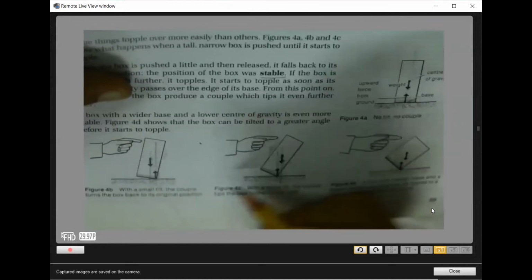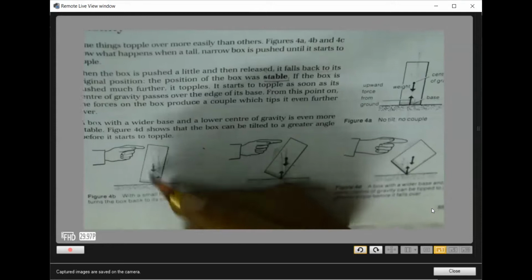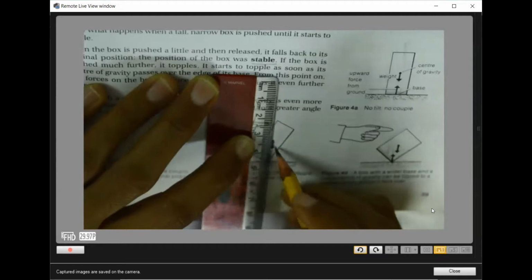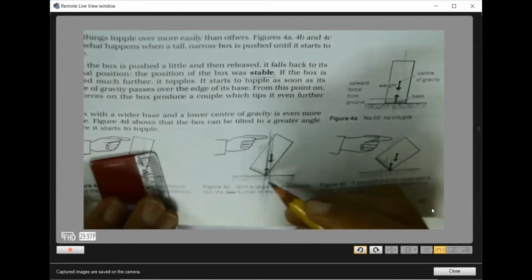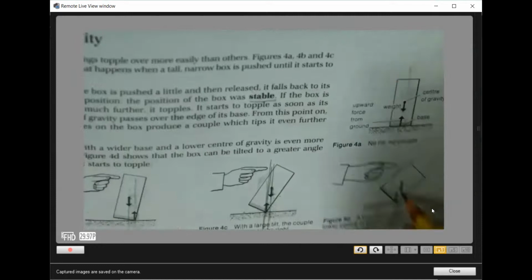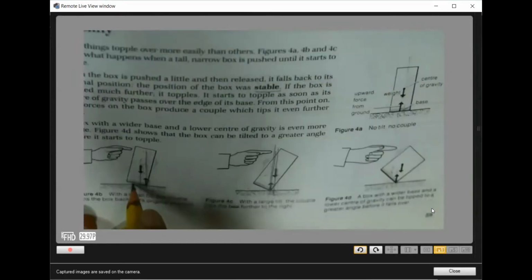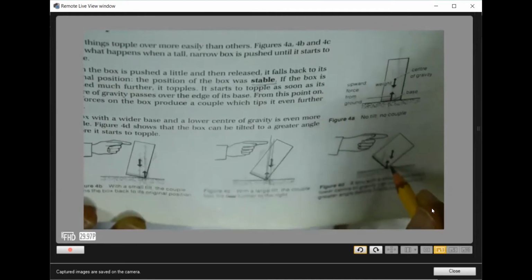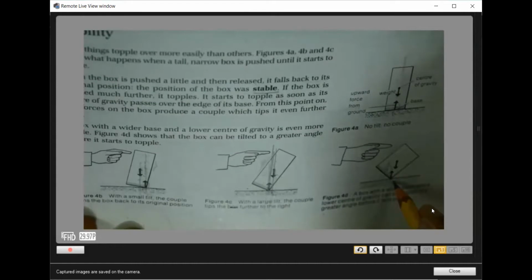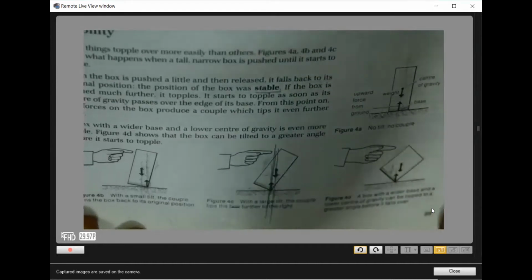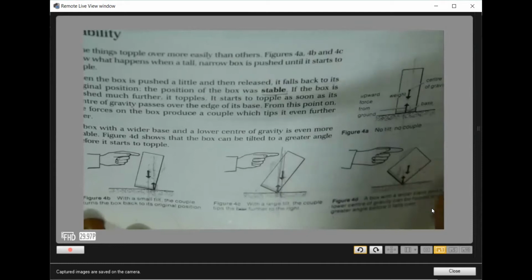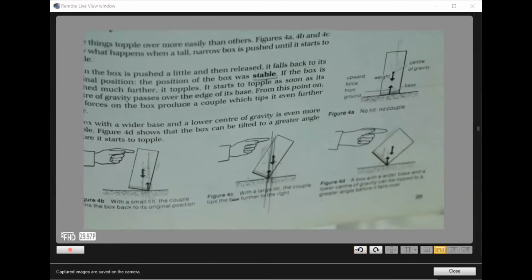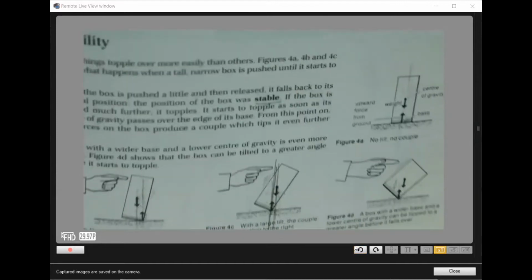But here, can you see their lines of actions are different? As soon as their lines of actions get different, it topples, because they exert a turning effect. So in all these three examples, the object will topple. Why? Because their lines of actions are not the same, they are different, and so they are exerting a turning effect, and the object will topple. Okay, so keeping this in mind, let's move on to the next questions.